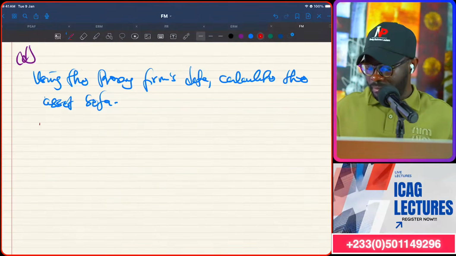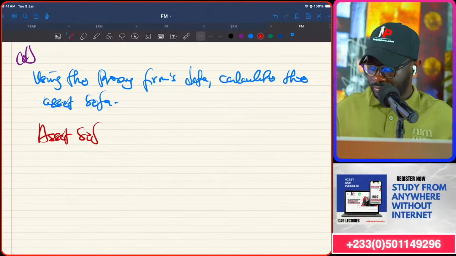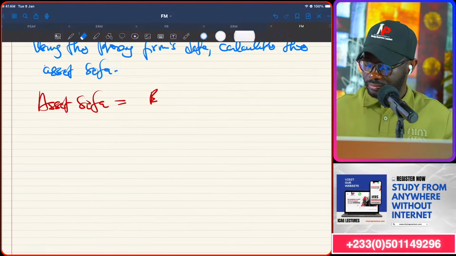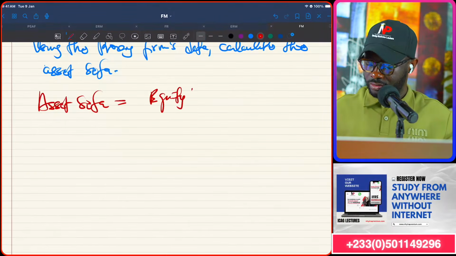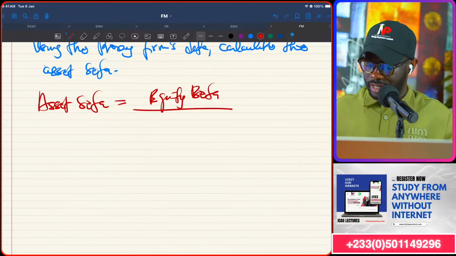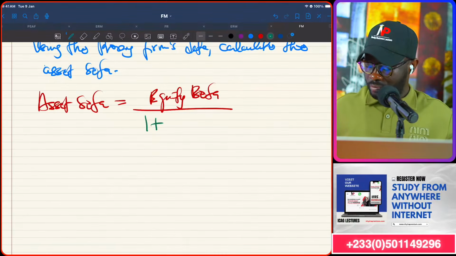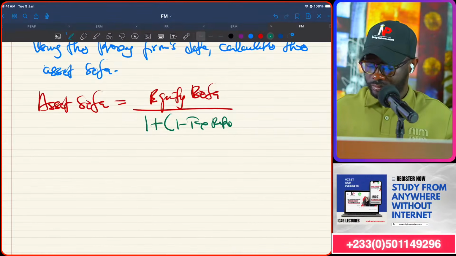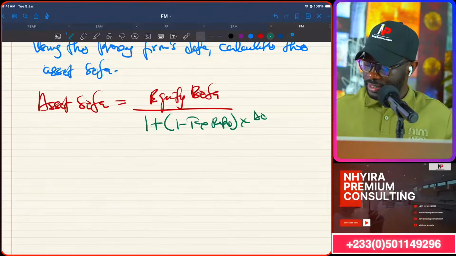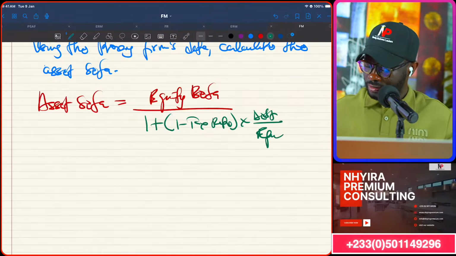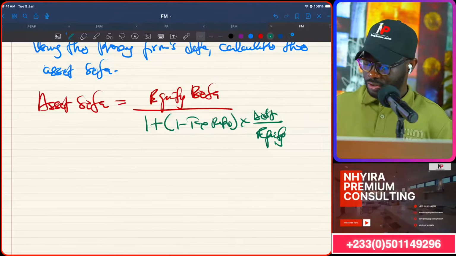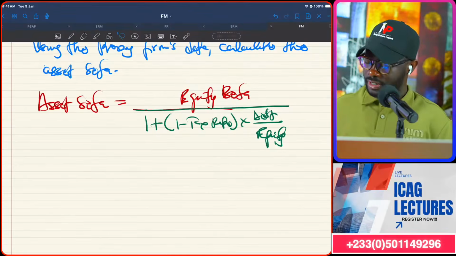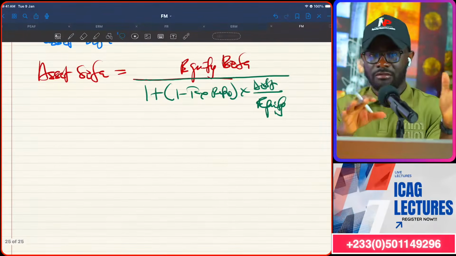Now, if you remember, asset beta equals the equity beta. This will not be given to you in the exam hall, so you must know it. Equity beta divided by 1 plus into bracket 1 minus the tax rate, bracket close, times debt over equity. Quite an interesting formula. So the fraction is actually extending, okay? So let me do something well like this. So this is the asset beta formula.